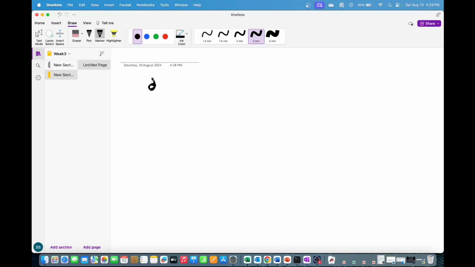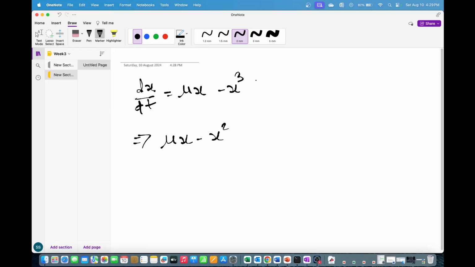Now let's take another example, dx/dt. Let's take this equation, dx/dt equal to mu x minus x cubed. Now let's try to find steady states for this equation. So mu x minus x cubed, for a steady state, this will be 0. Taking x common, x times (mu minus x squared) equal to 0.